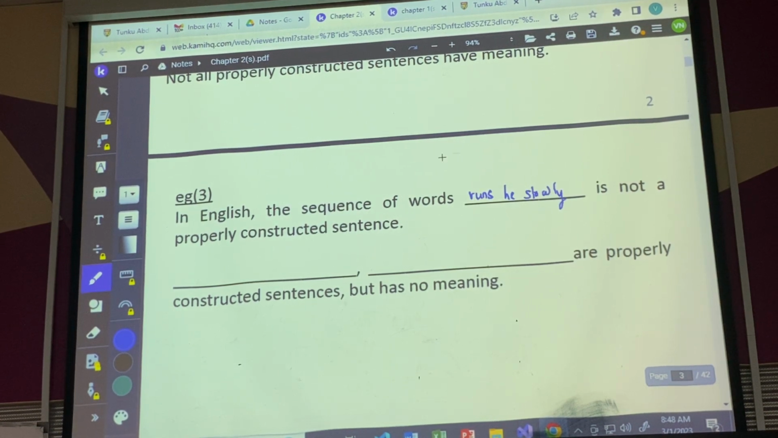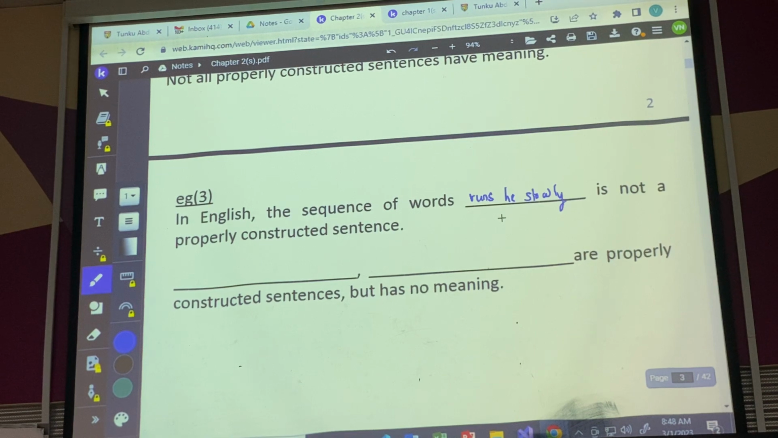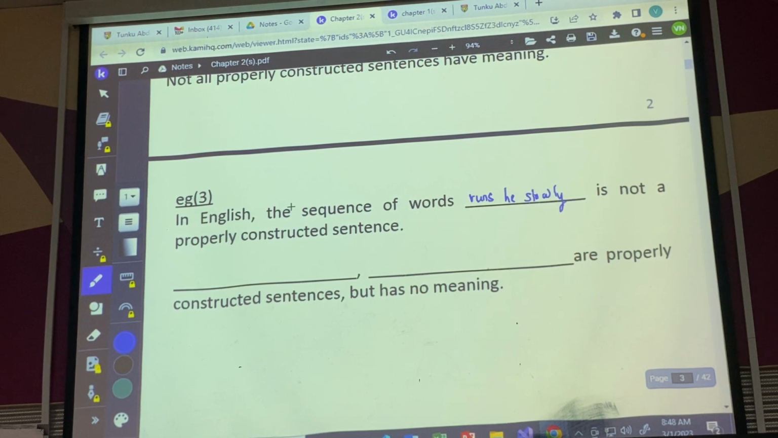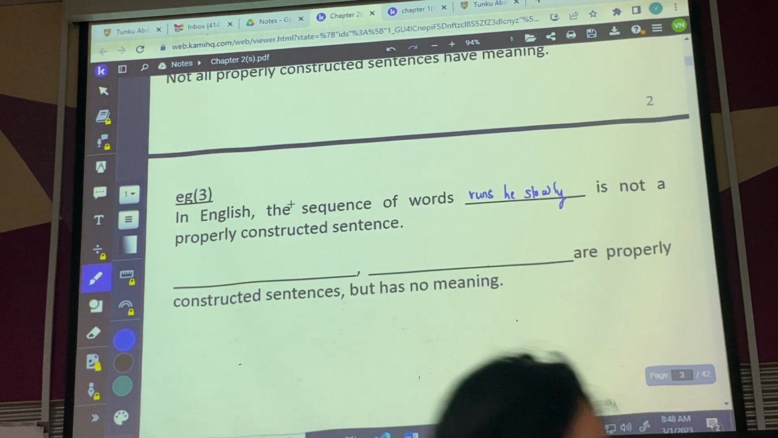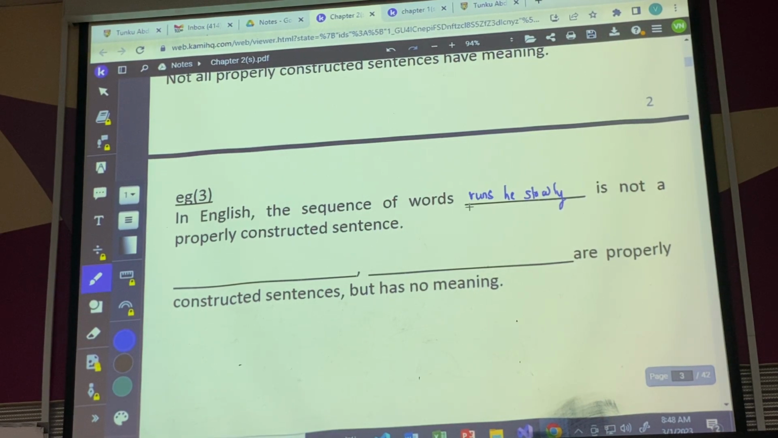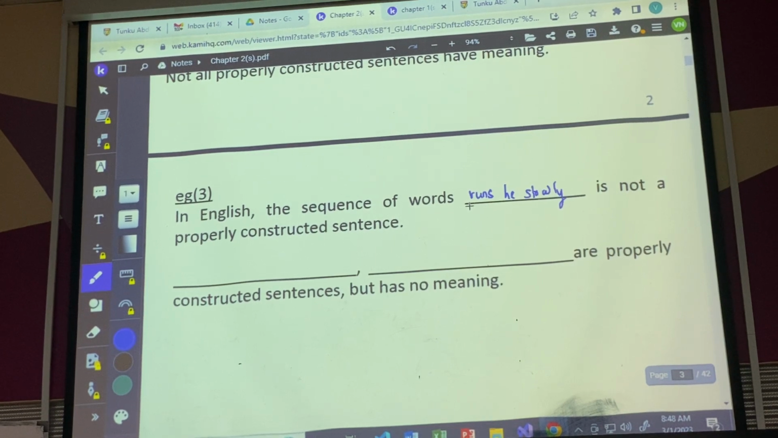And what else? We can also have a properly constructed sentence but with no meaning. Any example of a sentence like this one? The grammar is correct but no meaning. What is an example we can have?